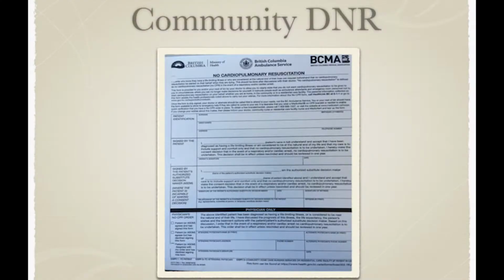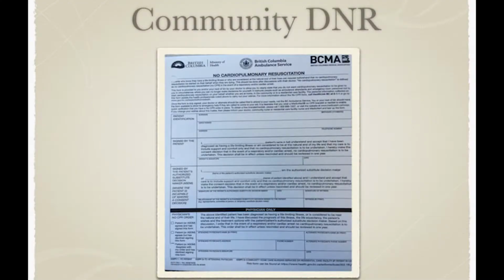So the other form, which was interesting to me to learn, is we put in the community DNR form, because we in the hospital use our MOST forms. But when the patient goes home, those MOST forms are not effective. They need this form filled out. If they're riding in the ambulance, this form needs to be filled out, and home and community care need this form filled out.